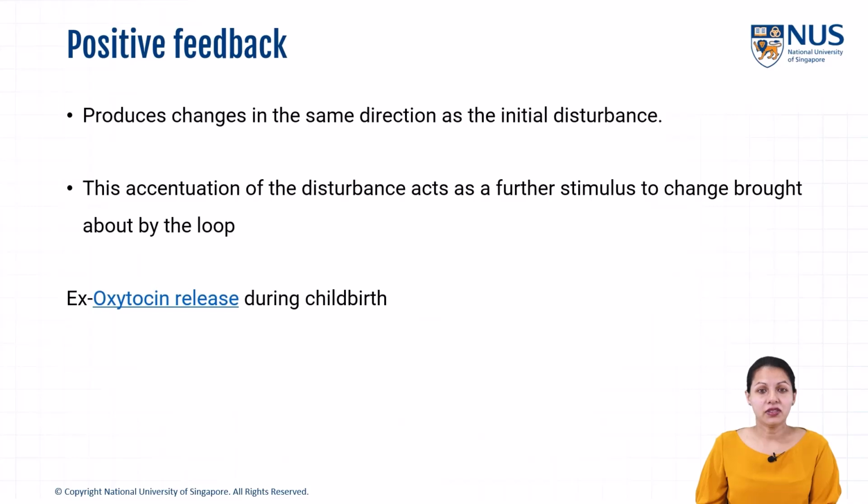So in other words, negative feedback regulates the output in a way that the change is stopped or resisted. But when it comes to positive feedback, the difference is it will augment the change or produce changes in the same direction as the initial disturbance. So an example is oxytocin released during labor. We look into the example to understand this process better.